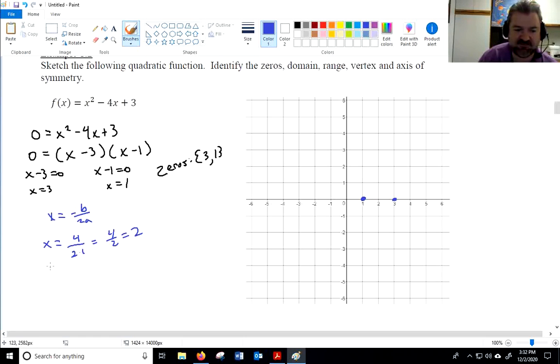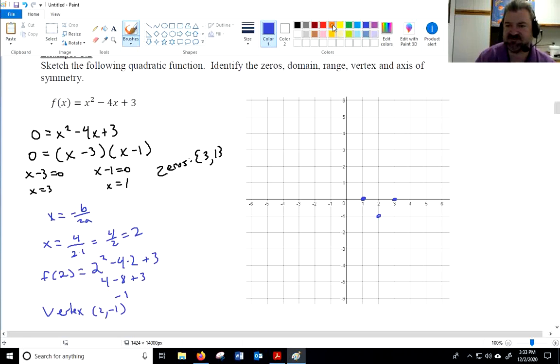Well, how do we find the y-coordinate? We plug it in. Let's find out what f of 2 is. That'd be 2 squared minus 4 times 2 plus 3. 4 minus 8 plus 3 is negative 1. So (2, negative 1) is my vertex. Let me label that over here.